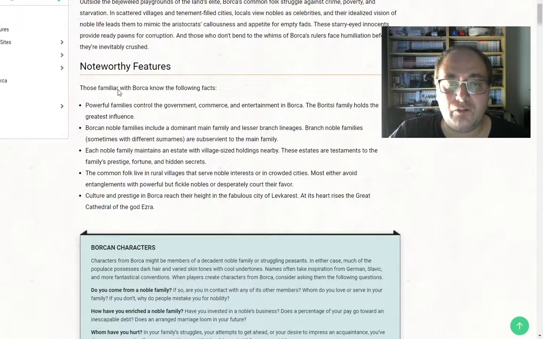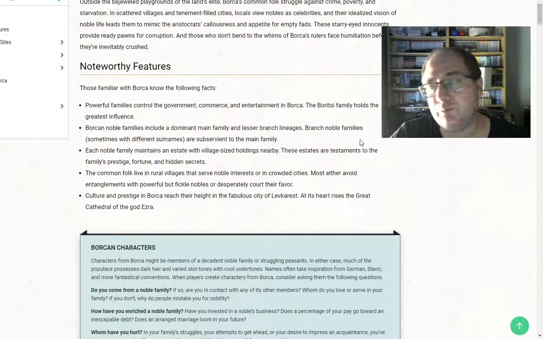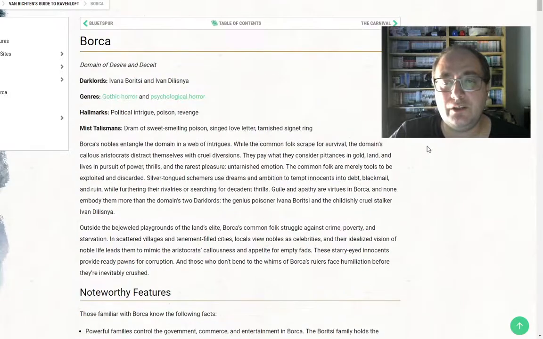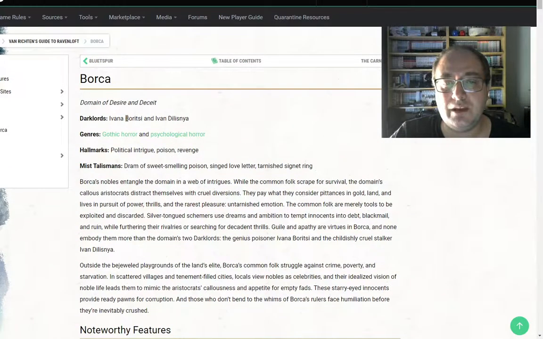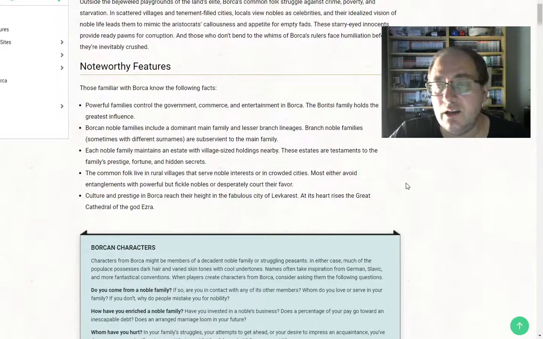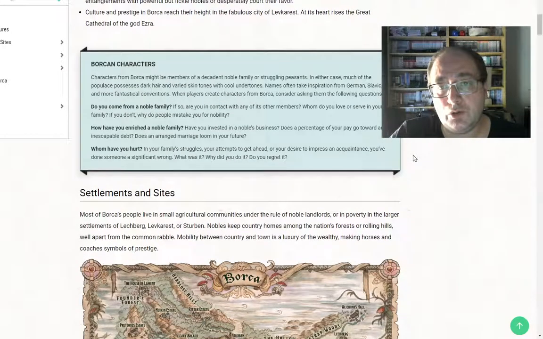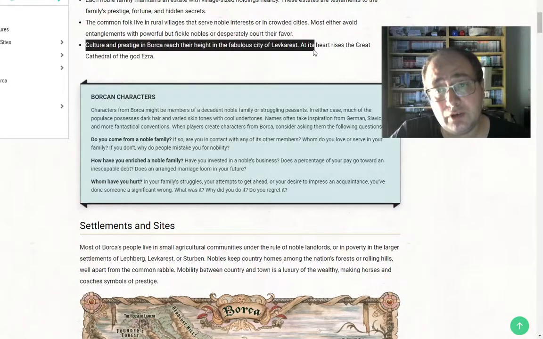So yeah, you've got powerful families, which is, by the way, a change from the previous editions. Really, these two families, the Boritsi family and the Delisnia family, were the only families. In this edition, no, there's actually a bunch of noble families, and I think it's a good change. I think it's more interesting. You could do a pretty good urban campaign. Levkarest is the big city.